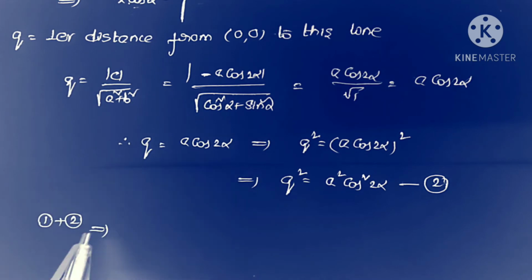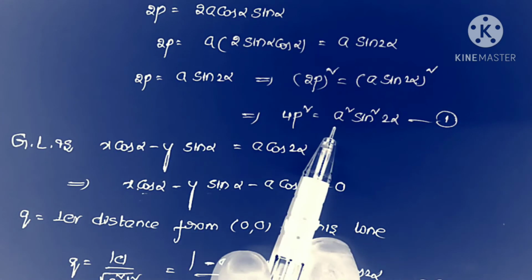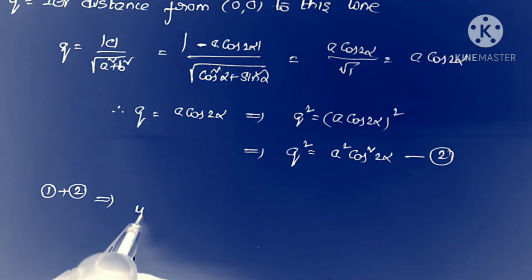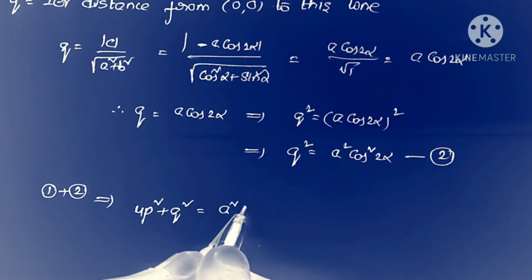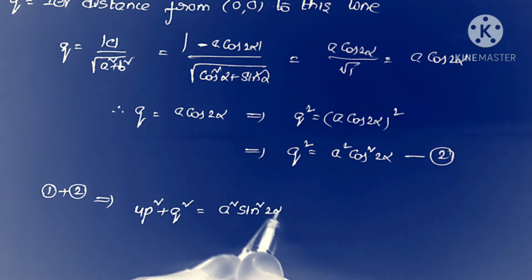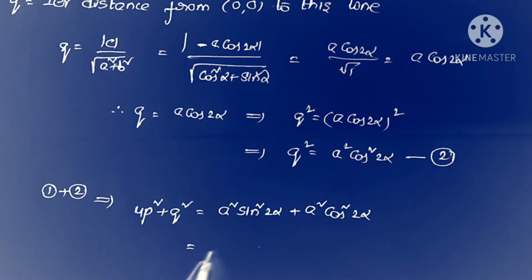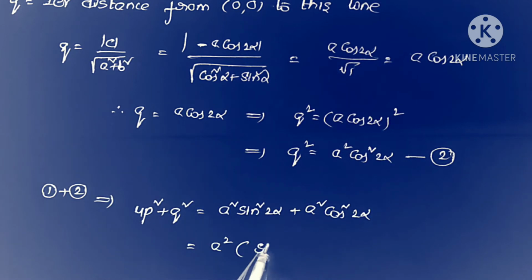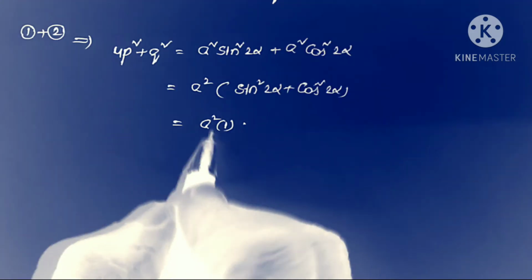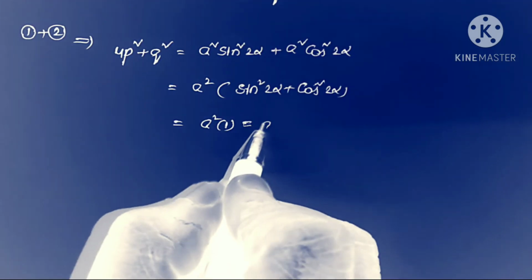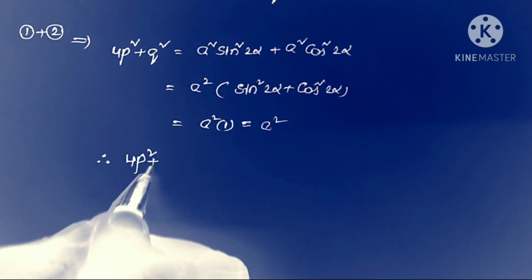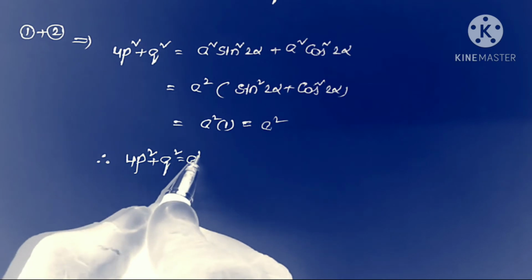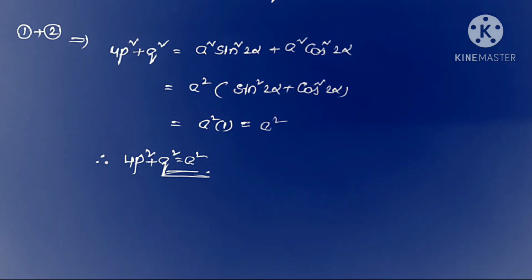1 plus 2 implies, what is the first equation? 4p square is equal to a square sin square 2 alpha. So 4p square plus q square is equal to a square sin square 2 alpha plus a square cos square 2 alpha. Now taking a square common here, we get a square into (sin square 2 alpha plus cos square 2 alpha), but this value is equal to 1, so a square into 1 is equal to a square. Therefore the answer is 4p square plus q square is equal to a square. That's all. Most important essay question.